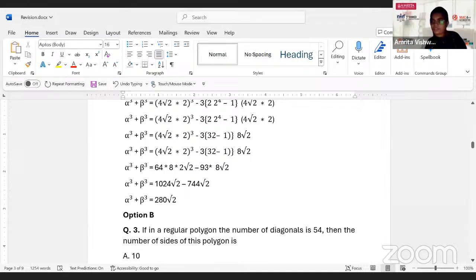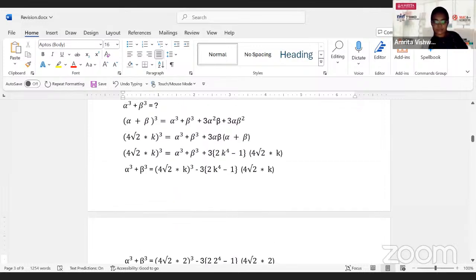Just try if there is any mistake that you've made at any point. Just go through the numbers and then check.